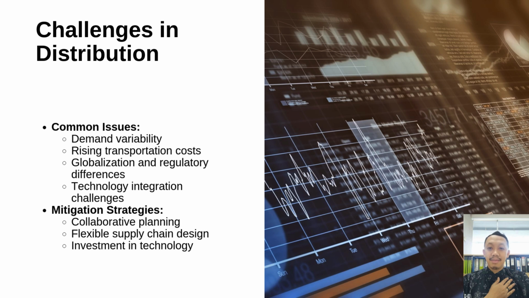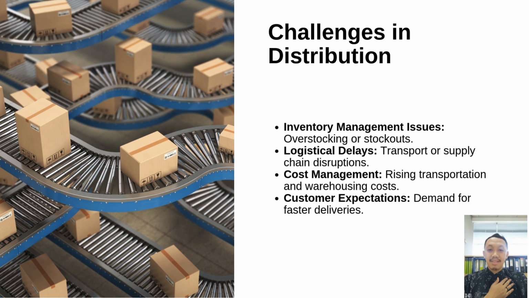Key areas are predictive analytics, which enhances demand forecasting and inventory planning. IoT and RFID improve tracking and visibility of goods. Automation reduces labor costs and errors in warehouses. Benefits are increased efficiency, accuracy, and scalability. Slide 12. Next, some other challenges in distribution. Inventory management issues. Overstocking or stockouts.